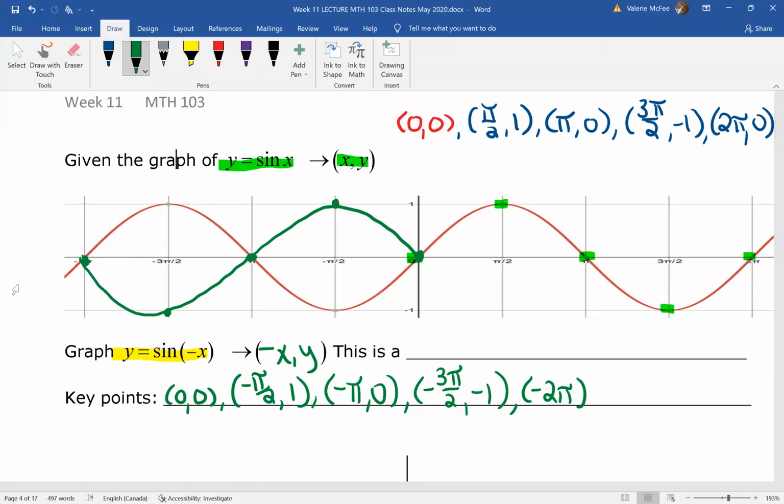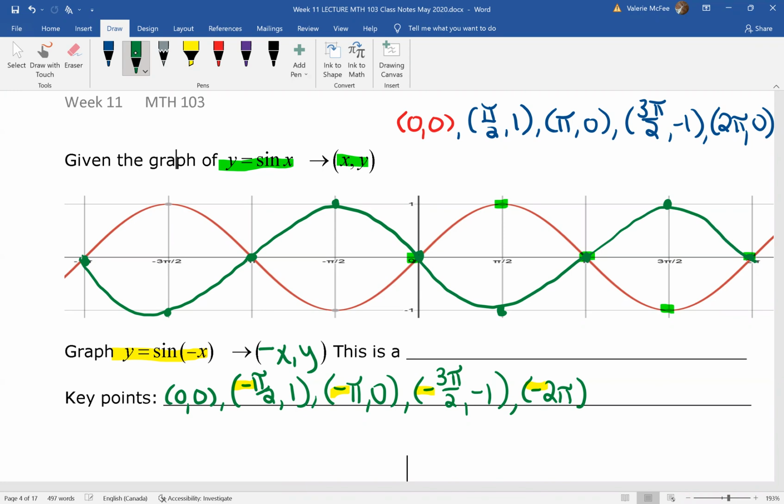I wrote the key points below. I made all of the x values negative of the previous key points. And we saw we get this bit I have in green. But of course that graph continues, right? That wave continues below 0, 0, above 0. We always have this wave above and below.